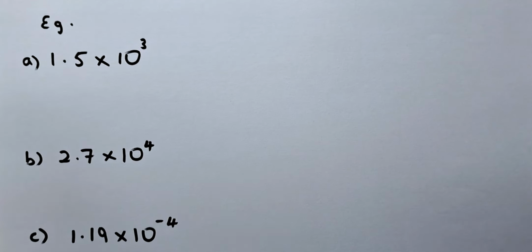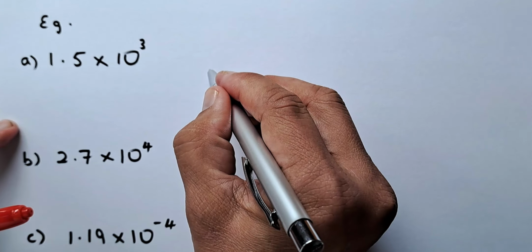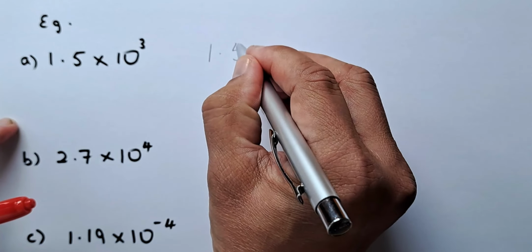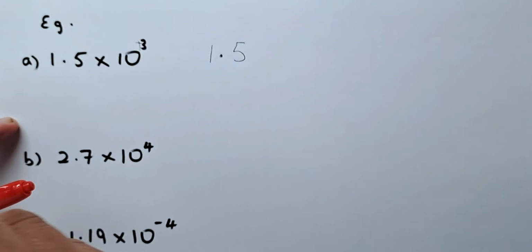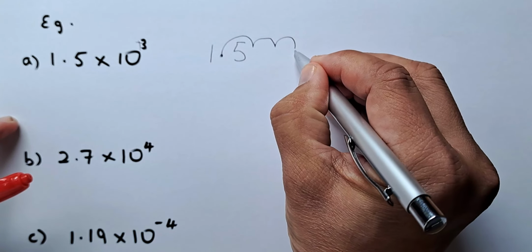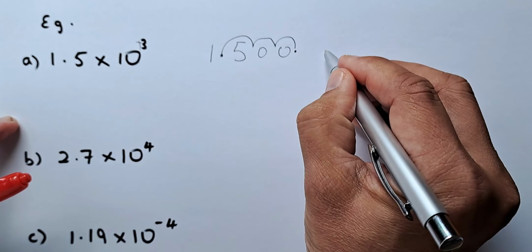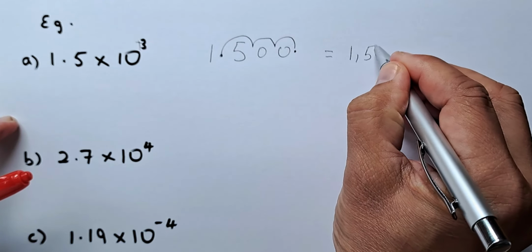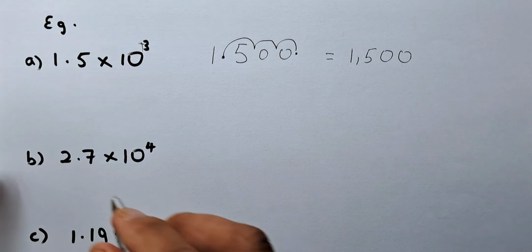The first example is 1.5 times 10 to the power of 3. You write 1.5 here. Because this is a positive 3, you move to the right: 1, 2, 3. Once you have done that, you add the zeros. So 1.5 times 10 to the power 3 is actually 1,500.